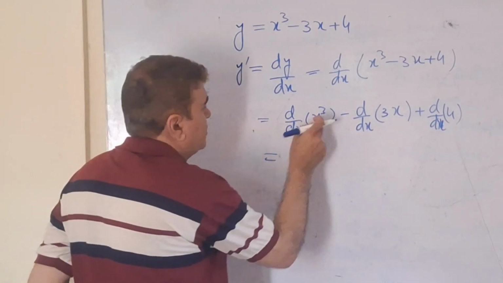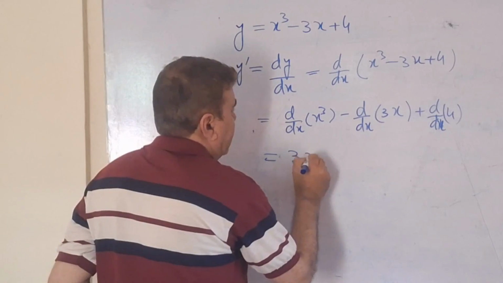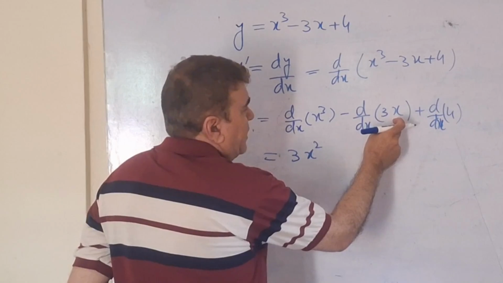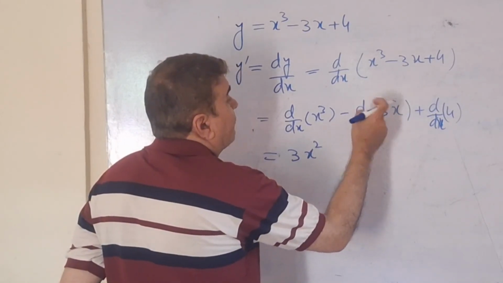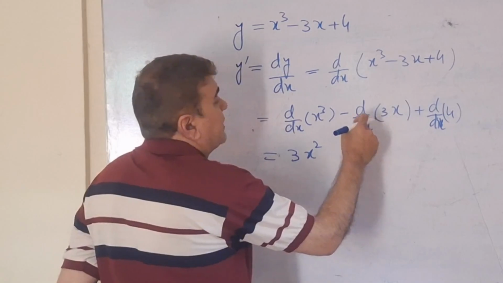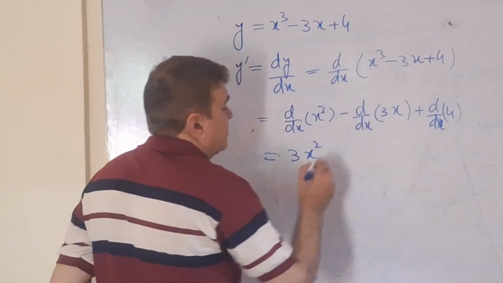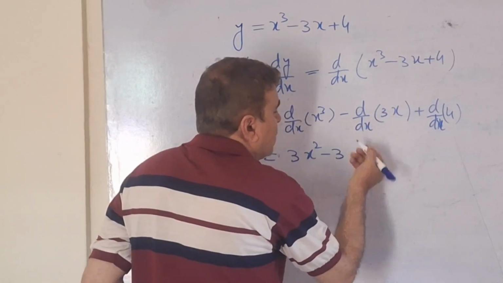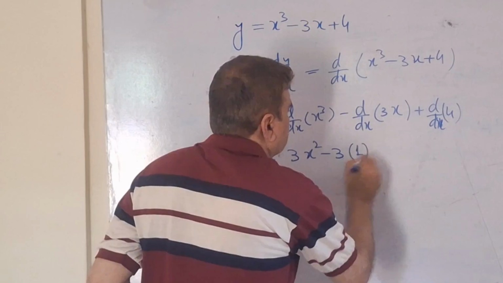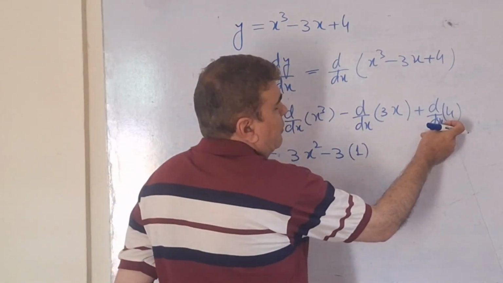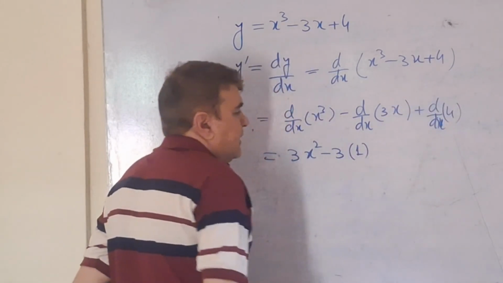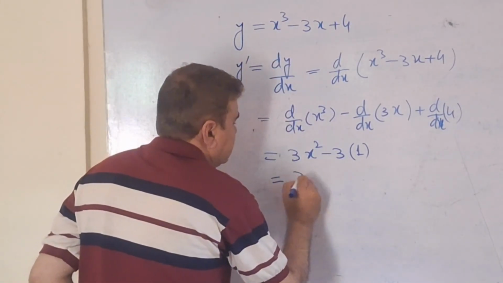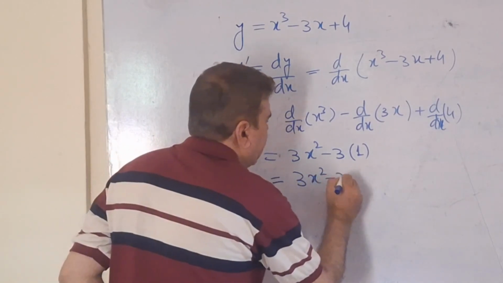Now I can use the power rule of derivative to find the derivative of this term. According to the power rule, the derivative of this is 3 times x squared. Similarly, the derivative of a constant times a variable can be written as the constant times the derivative of the variable. So I can write this as minus 3 times dx over dx, which is 1, so I don't write that 1. And we know the derivative of a constant is always 0, so I don't write that term. Therefore, the derivative of this function reduces to 3x squared minus 3.